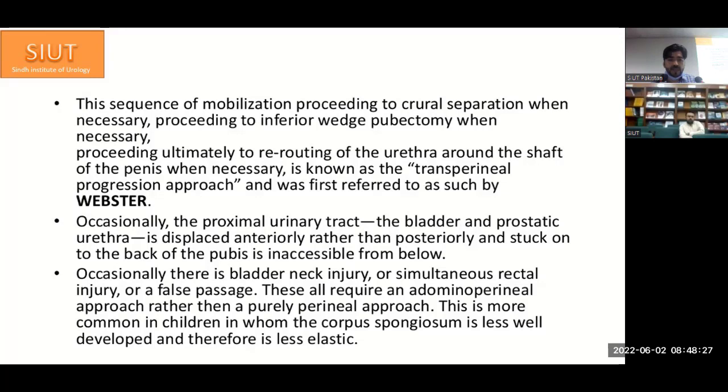Occasionally, the proximal urinary tract, the bladder and the prostatic urethra, is displaced anteriorly rather than posteriorly and stuck on the back of the pubis, inaccessible from below. Occasionally, there is a bladder neck injury or simultaneously a rectal injury or a false passage. These all require an abdominoperineal approach rather than a purely perineal approach. This is more common in children, in whom the corpus spongiosum is less well developed and therefore is less elastic.